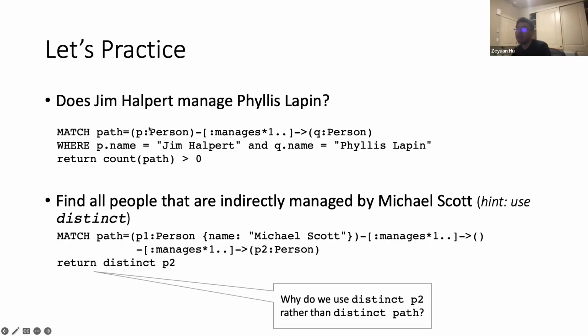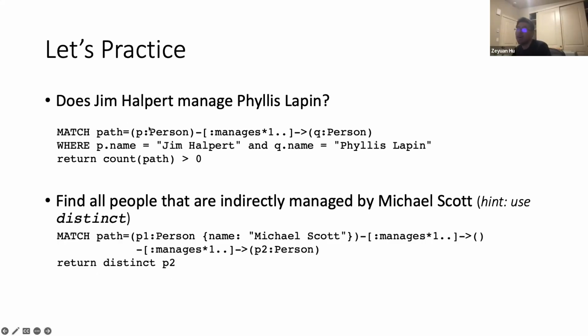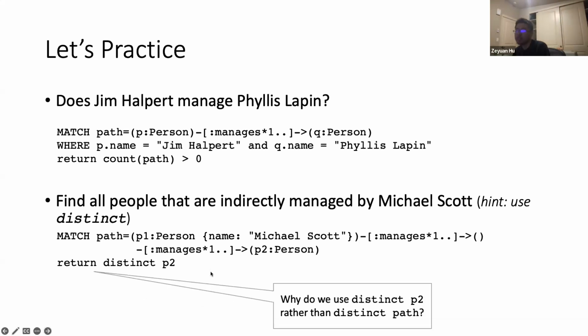For the second query, we have P1 Person, who is Michael Scott, going through one or more hops to some node, and that node goes through one or more hops to P2 Person, and then we return the distinct P2. Keep thinking about why we use distinct P2 rather than distinct path.